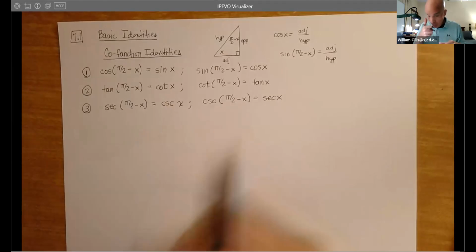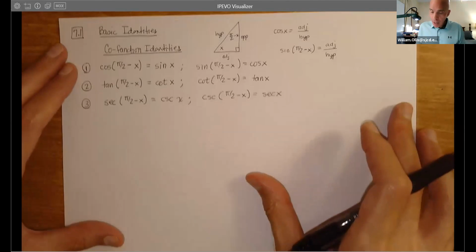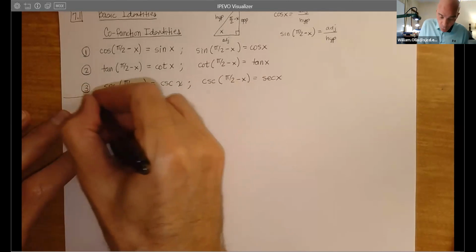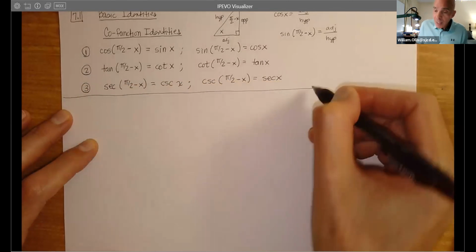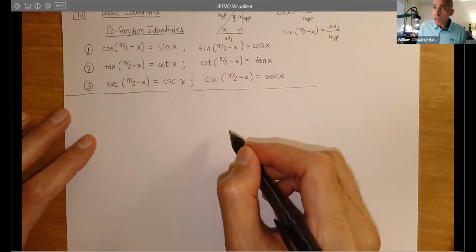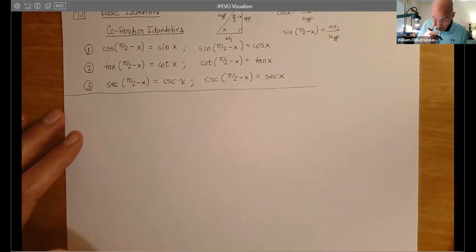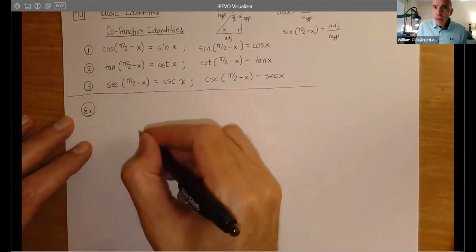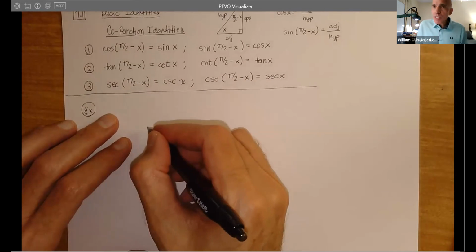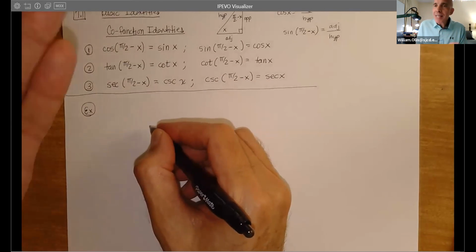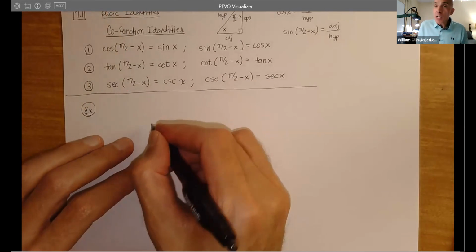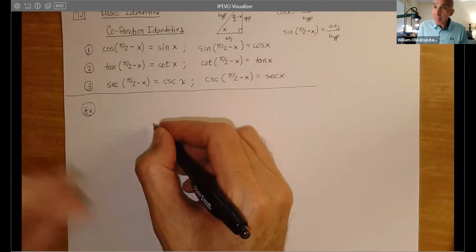Okay, so now that we have these new identities, which will be useful in the future, let's go ahead and prove some identities using basic algebra. So here's an example. When it comes to basic identities, we just write down an equation, and then you can transform one side into the other using the identities that you already know. So we use identities to prove identities.